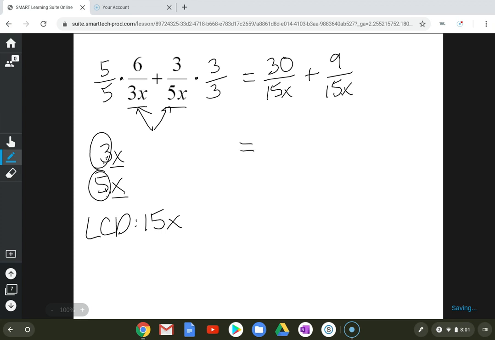What is 30 over 15x plus 9 over 15x? It's 39 over 15x. And of course, you would want to reduce. So if we divide top and bottom by 3, you get 13 over 5x. Sometimes, like with this fraction, honestly, we could have reduced it before we started. We still would have had to go through a similar process of finding an LCD, but it would have saved us from having to reduce at the end. Although really it's the same work either way.